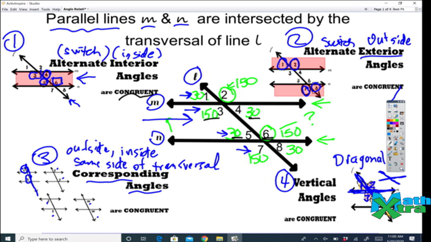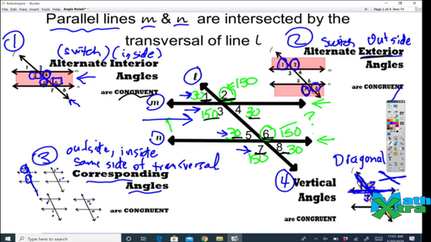Let's look at alternate exterior angles, top right corner. Notice that 2 and 7 switch on the outside. What is their measurement? 150. Okay, they're equal. And what about 1 and 8? They switch on the outside. Notice that they are equal. What are we discovering? We are discovering that these angle relationships are congruent. I know it says it on the screen, but again, I'm showing you why we know they are congruent.